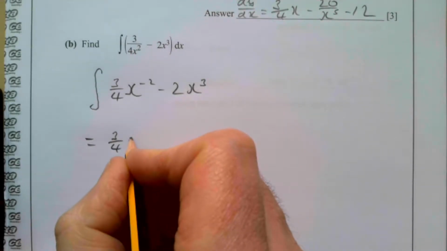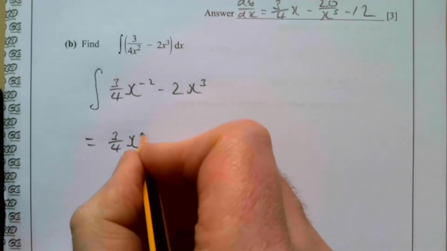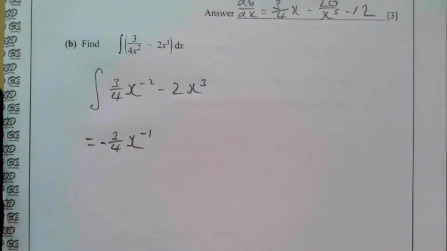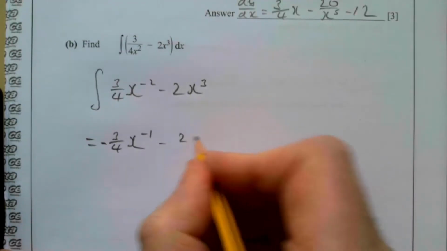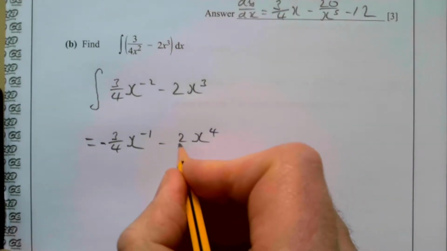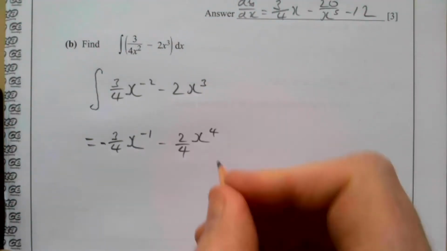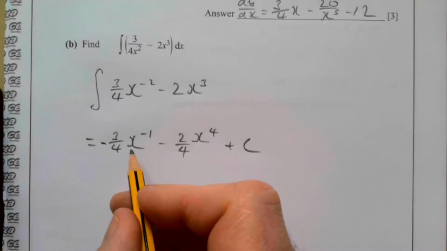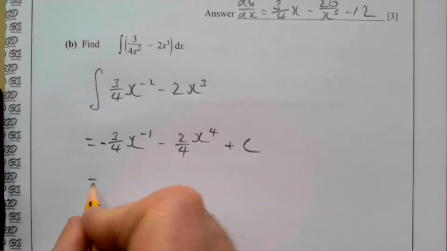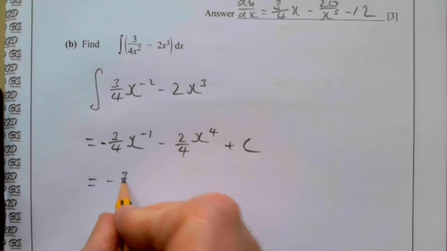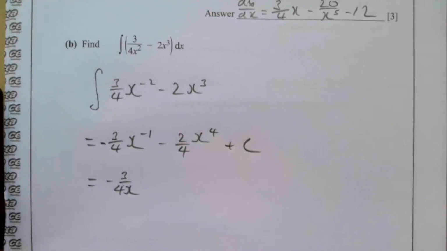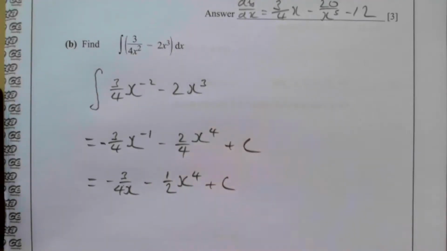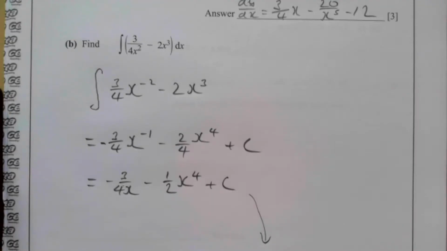3 over 4, add 1 to the power minus 1 and divide by the new power. That's simply going to turn that into a negative. Take away 2x, add 1 to the power and divide by the new power, and then plus c. So again we could take this down to the bottom if you wish, or we could write it as minus, I would want this tidied up effectively, so it's minus 3/4, or 3 over 4 x is fine, minus a half x to the power of 4 plus c, and I'm happy enough then to write that in where the answers are.